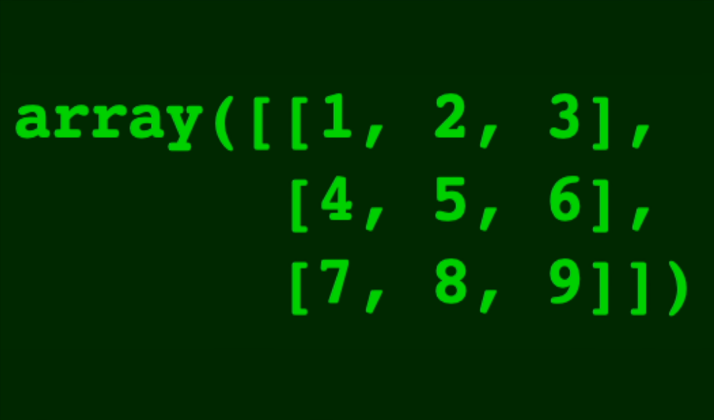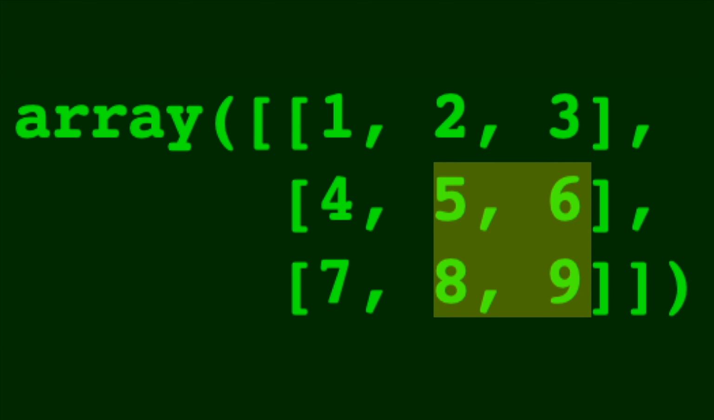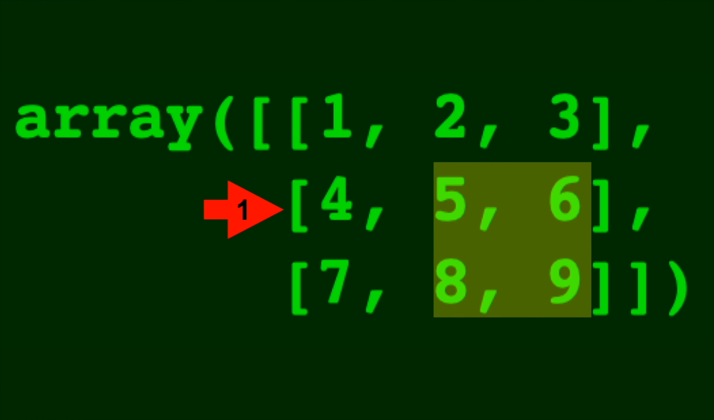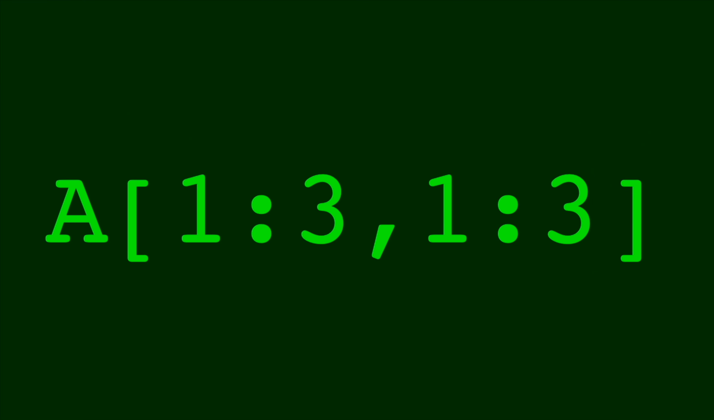Let's jump into another example. Say this time you just want the corner 4 elements. Or in other words, 5, 6, 8, and 9. Again, from the top, the row begins on row 1 and the row ends before row 3. The column begins on column 1 and it ends before column 3. To grab those 4 elements in the corner, we would do 1, colon 3 for the row and 1, colon 3 for the column.